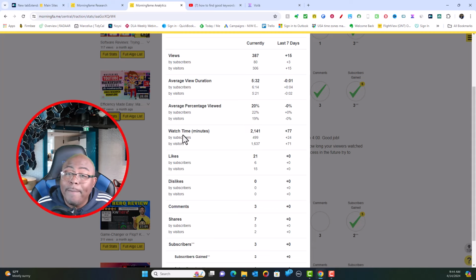The watch time minutes that were gained, so it's also going to tell you the watch time by subscribers and by visitors. So look at the difference between subscribers and visitors. A lot of content creators are only focused on subscribers, when the majority of the watch time and the views that you get on your channel are a lot of times going to be from visitors. And it really just depends on the type of channel that you have or the niche that you're in. So keep that in mind as well.